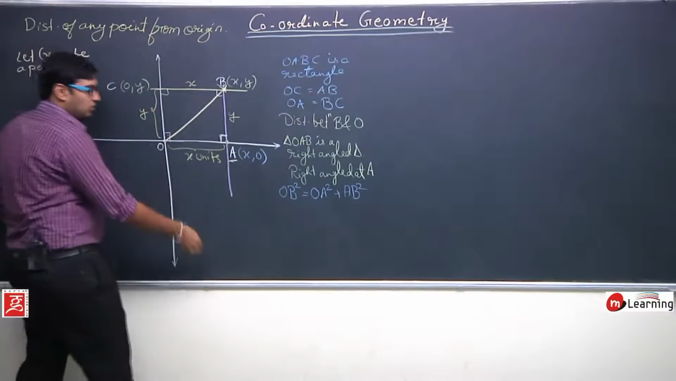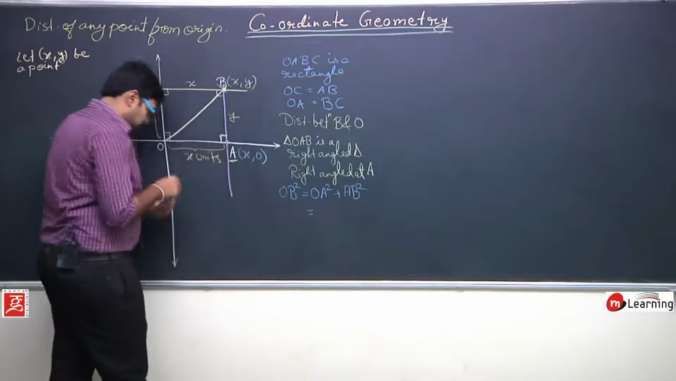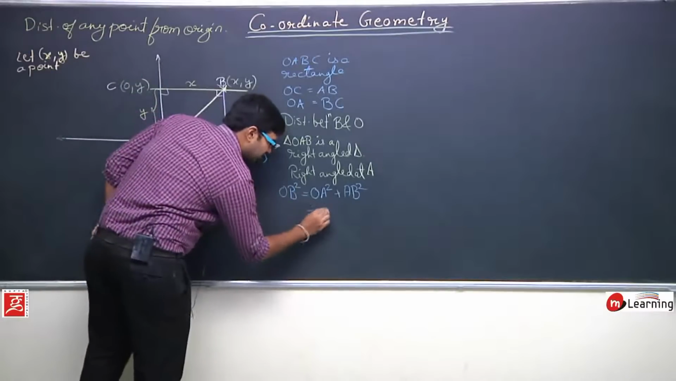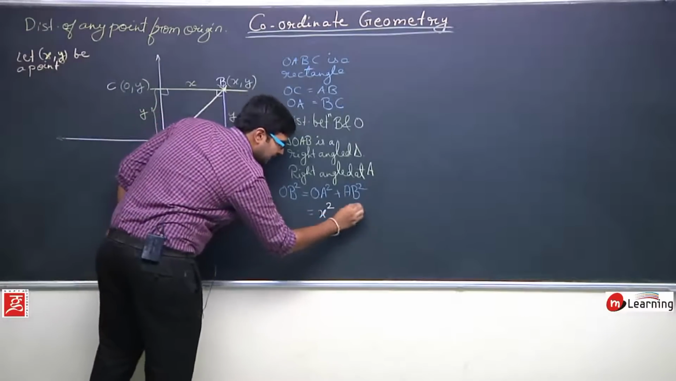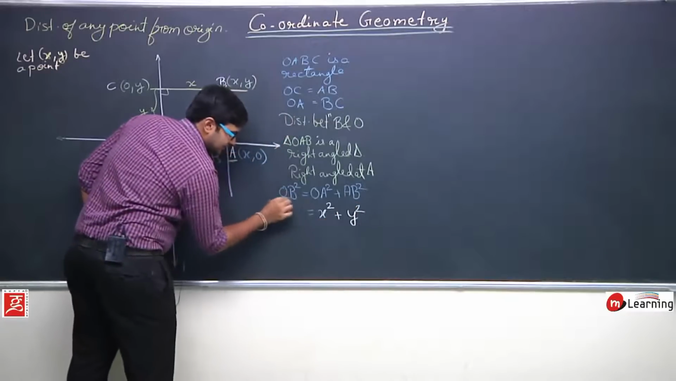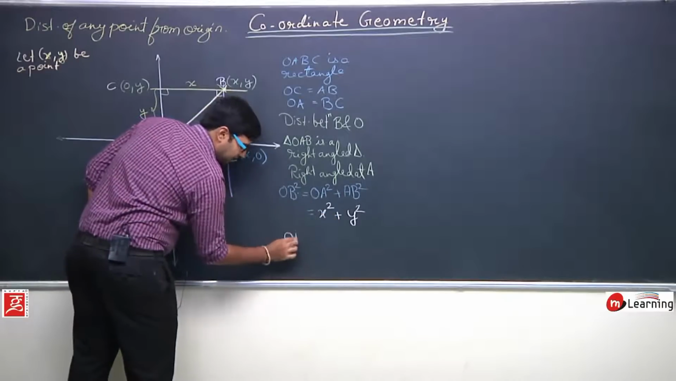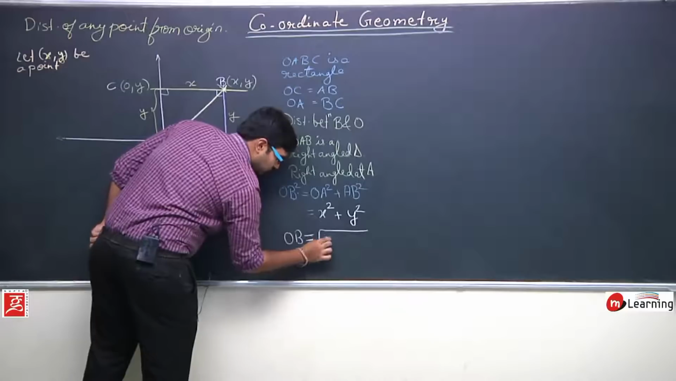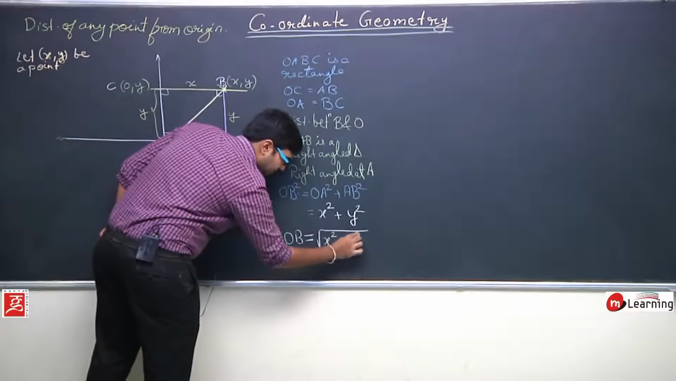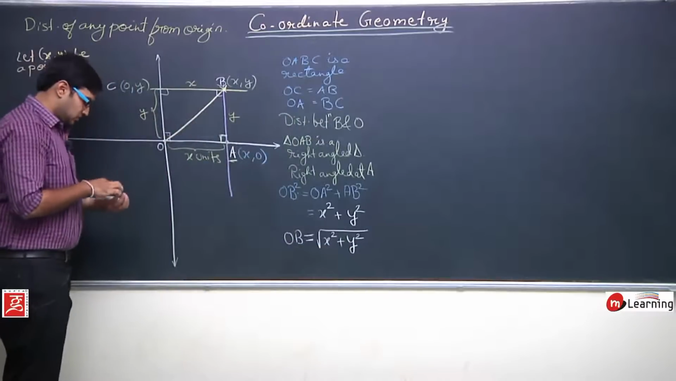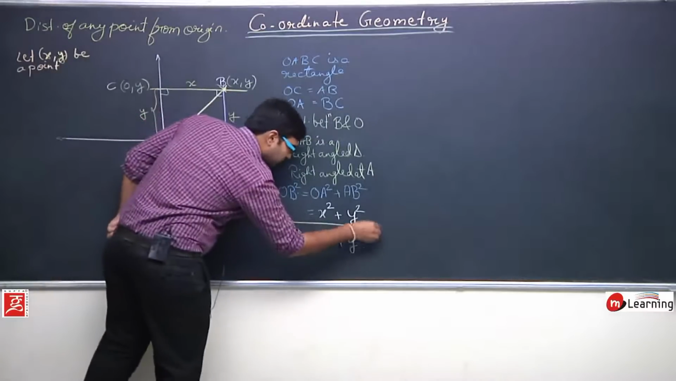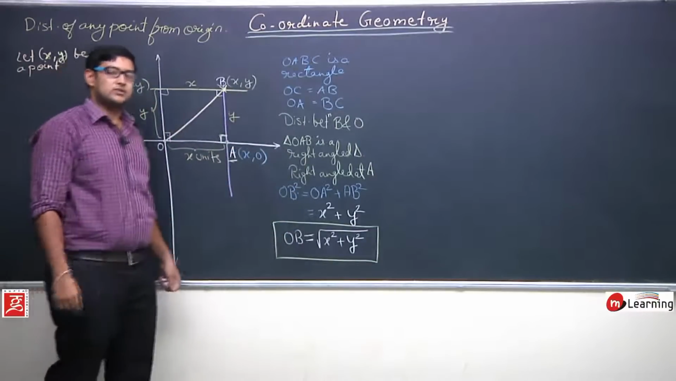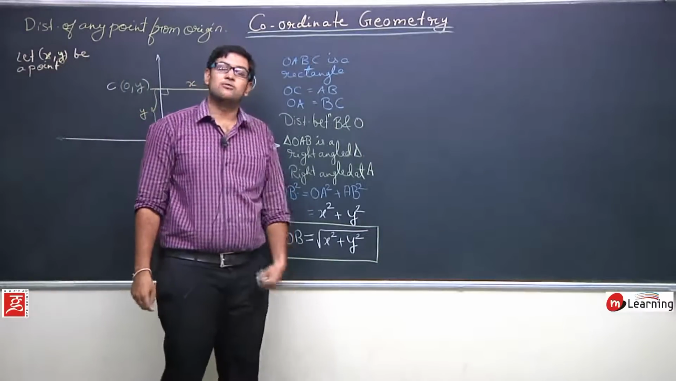Now what is OA? OA is equal to x units. So in place of OA I can write x square, and in place of AB I can write y square. So you can see that this is equal to OB square. So when simplifying, the value of OB will become root of x square plus y square. So this is the length of OB.